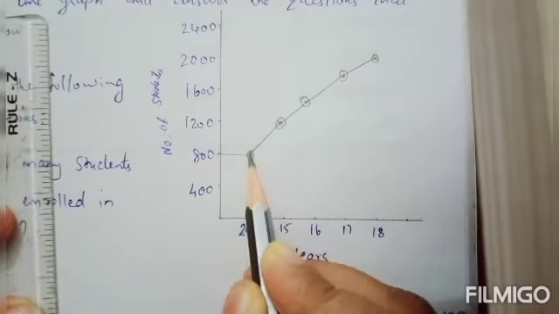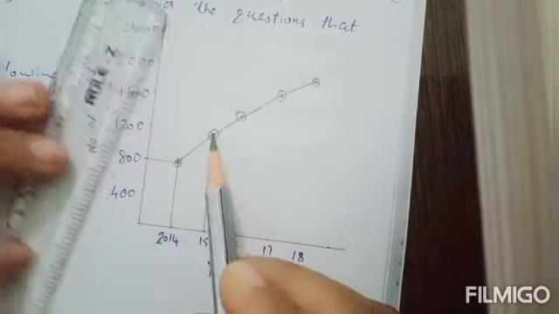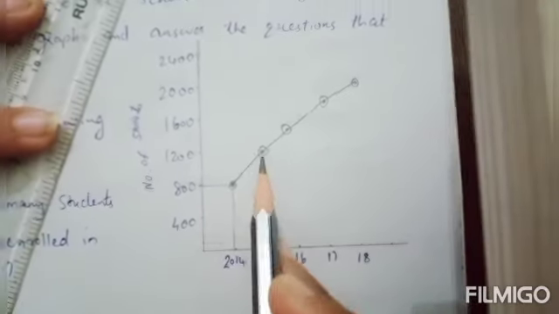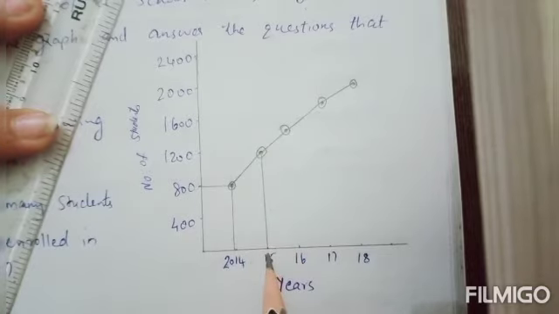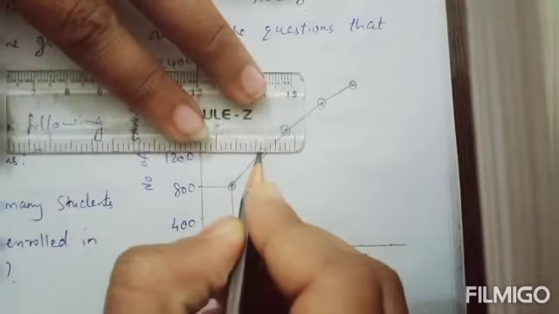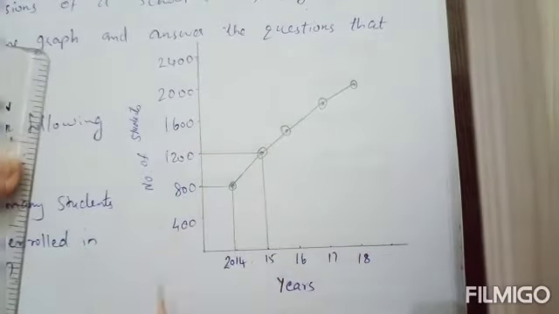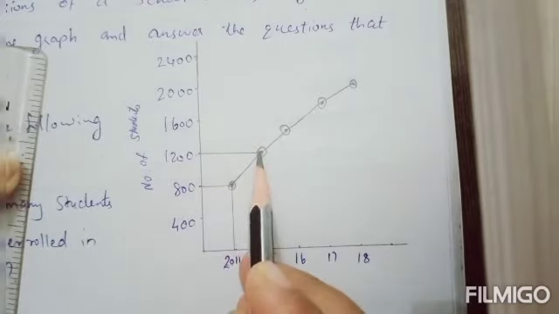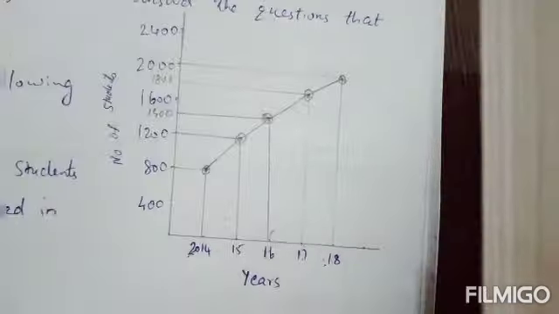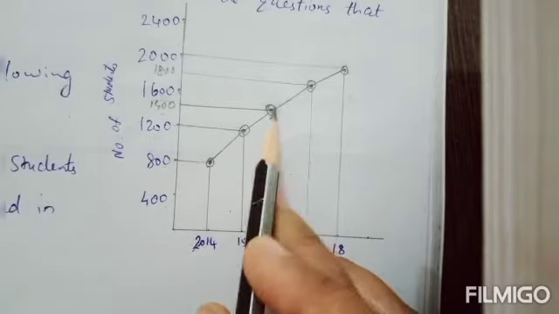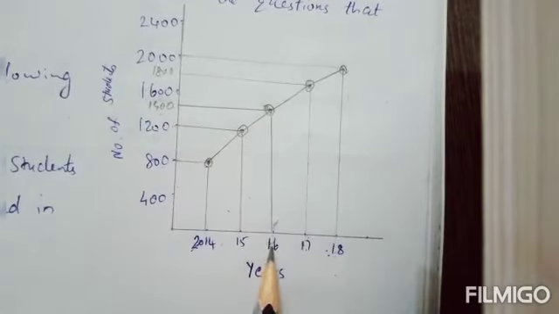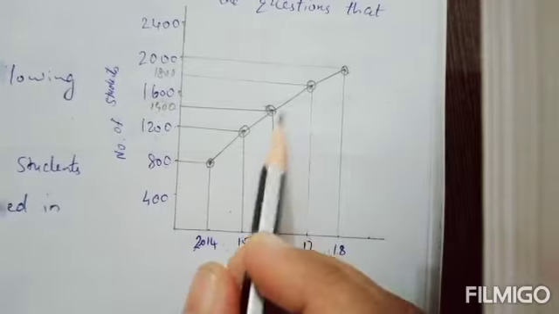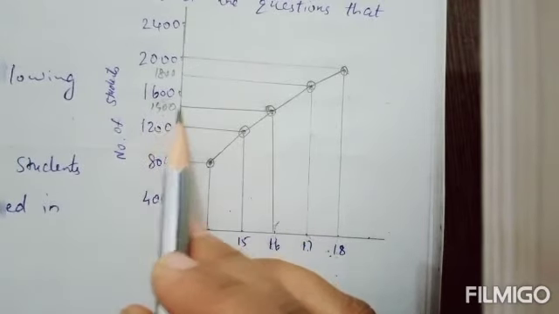Now, in 2015, how can you find it from this graph? Just draw from the second dot. You can draw a straight line from the second dot to the x-axis, that is the horizontal axis, and to the vertical axis. You can see in 2015, 1200 students got admission. Similarly, if you draw a line from the third dot to the horizontal axis and vertical axis, you will get in 2016 the number of students who were enrolled were 1400.